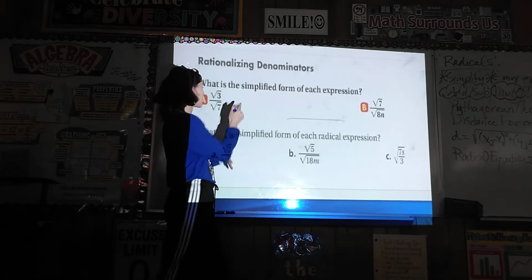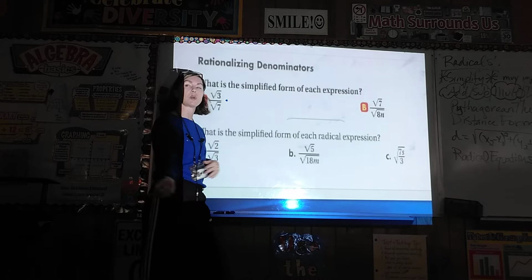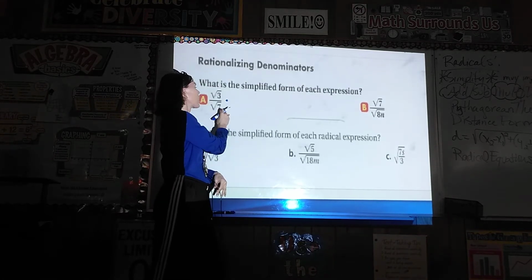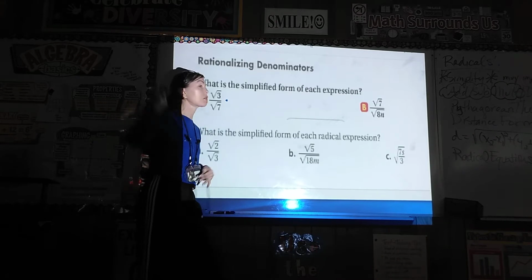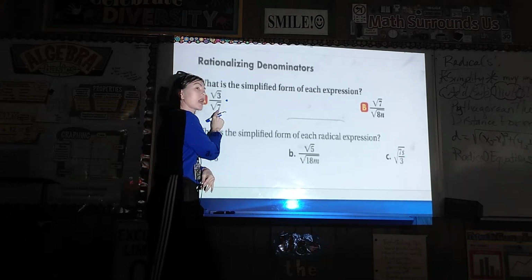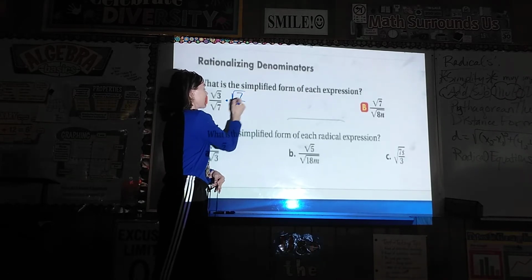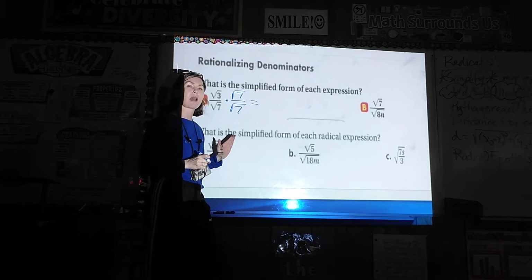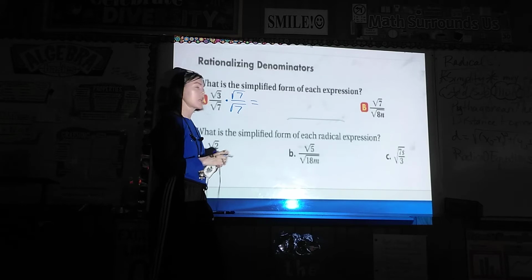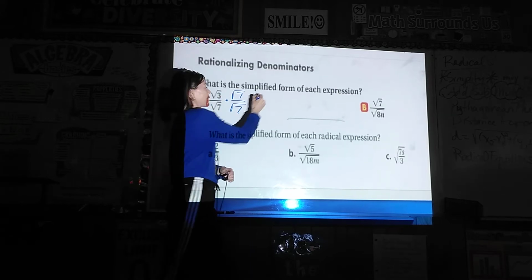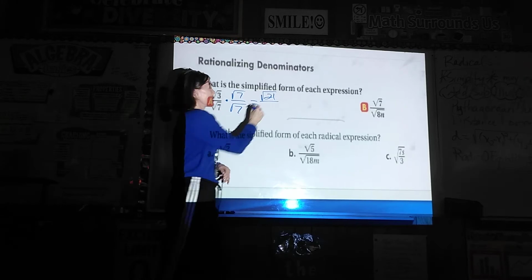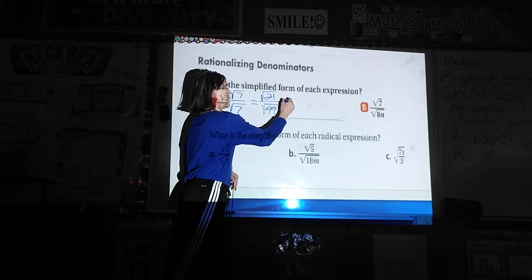How we do that is by multiplying, put the dot, do it now. Multiplying both the numerator and the denominator by the radical that is in the denominator. So radical 7, okay? So now we already know how to multiply radicals, so let's just multiply straight across. So radical 3 times radical 7 is radical 21. Radical 7 times radical 7 is radical 49, okay?